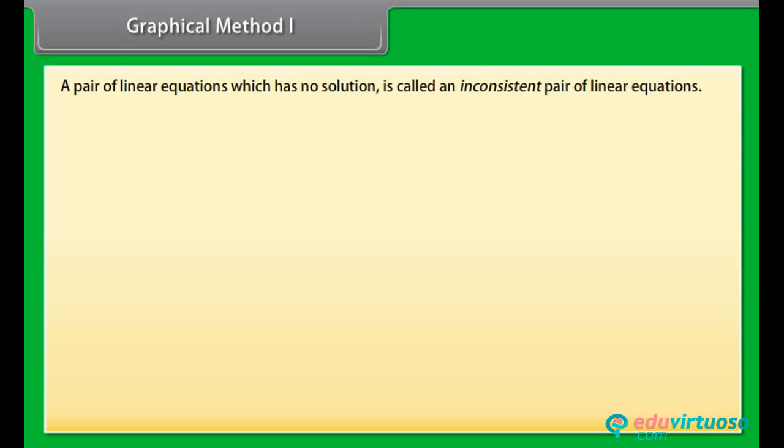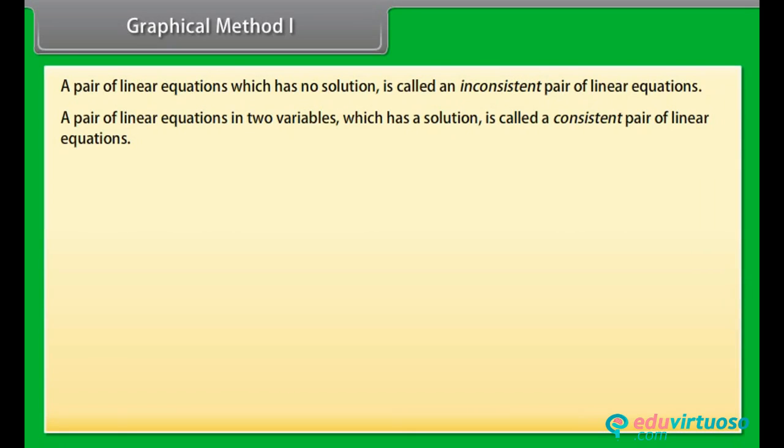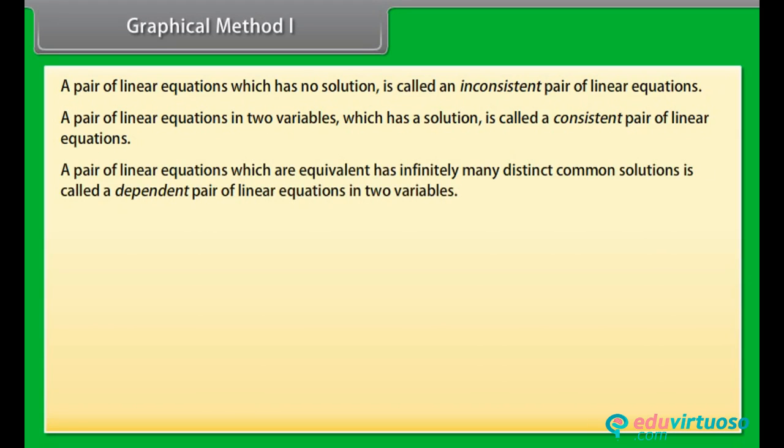Graphical Method 1. A pair of linear equations which has no solution is called an inconsistent pair of linear equations. A pair of linear equations in two variables which has a solution is called a consistent pair of linear equations. A pair of linear equations which are equivalent, having infinitely many distinct common solutions, is called a dependent pair of linear equations in two variables. A dependent pair of linear equations is always consistent.